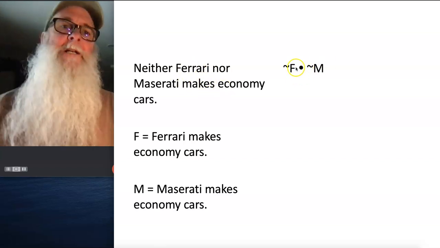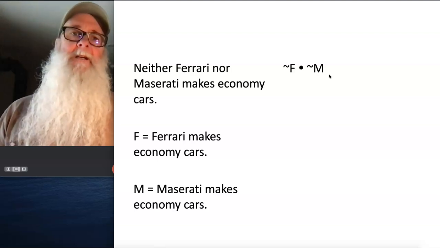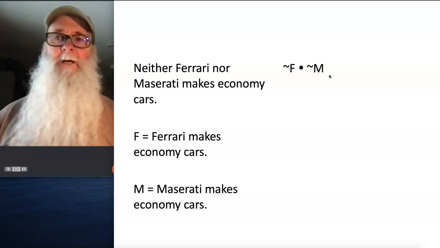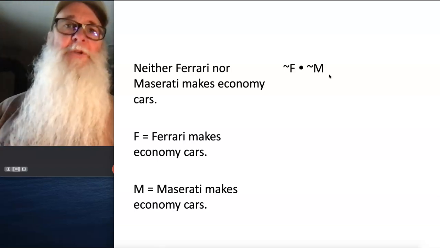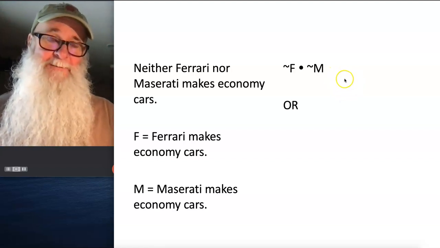So if we use dot to join up these two sentences, we're saying, you know what? Ferrari doesn't make economy cars, and Maserati doesn't make economy cars. That's what tilde F and tilde M say. And when I join them with a dot, I'm saying, yeah, neither one of them do. They both don't, in other words. Okay? But there's another possible translation of this statement.